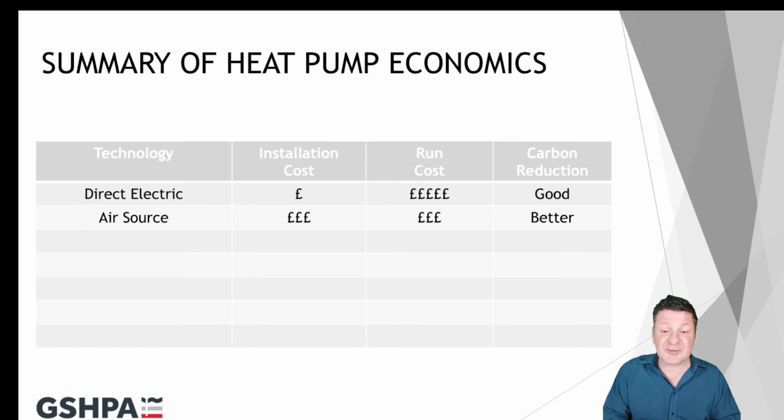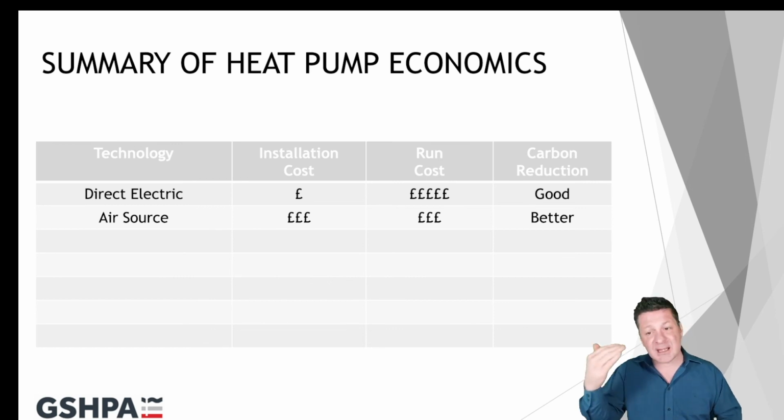So there is a significantly higher installation cost, but the run cost is significantly lower. Remember that COP of 2.2, it's going to be less than half of the run cost of direct electric. And because we are using less electricity by a factor of 2.2, it is a much better reduction in carbon.